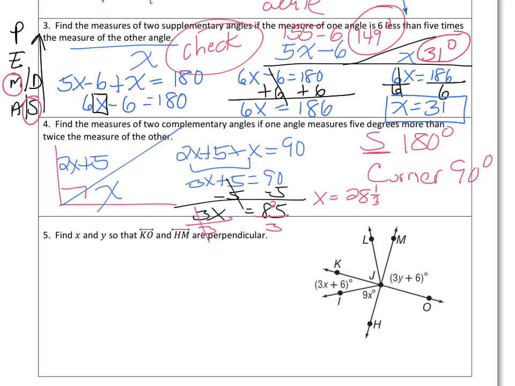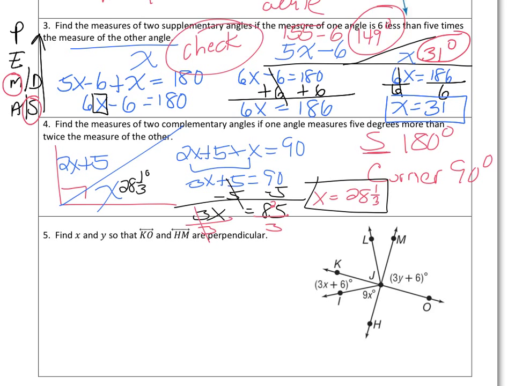Try to resist the notion of turning this 1/3 into a decimal, because as you know, 1/3 is a repeating decimal. It's just cleaner to leave it as a fraction, I think. So then one of these angles here, x, is 28 1/3 degrees.